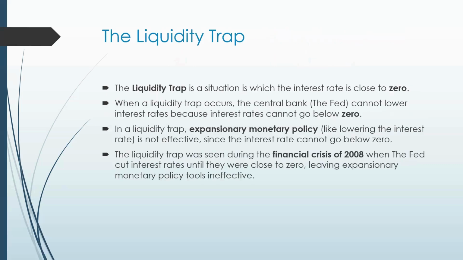The liquidity trap. The liquidity trap is a situation in which the interest rate is close to zero. When a liquidity trap occurs, the central bank, the Fed, cannot lower interest rates because interest rates cannot go below zero. In a liquidity trap, expansionary monetary policy, like lowering the interest rate, is not effective, since the interest rate cannot go below zero. The liquidity trap was seen during the financial crisis of 2008 when the Fed cut interest rates until they were close to zero, leaving expansionary monetary policy tools ineffective.